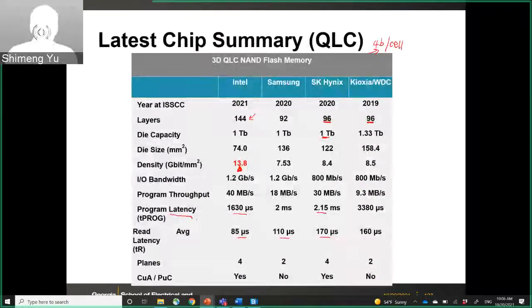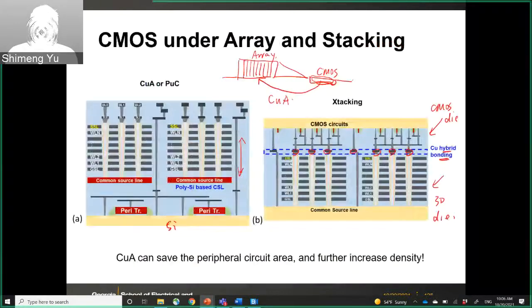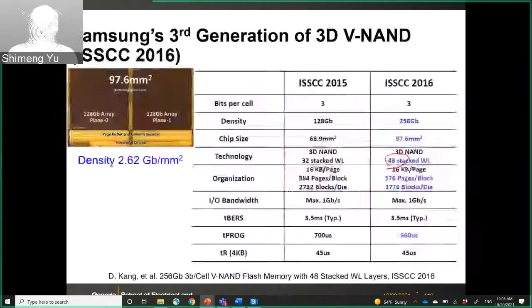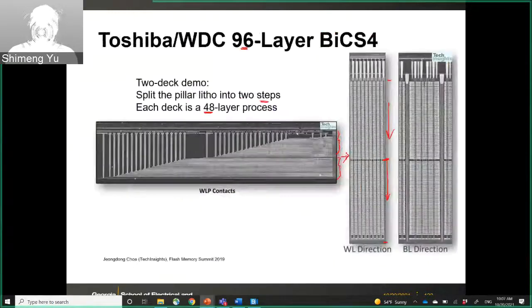A question? It's not deck. Planes is different. If you look at the die photo here, planes means how many independent planes you can operate. Deck is the vertical concept. If you look at the cross-sectional view in the fabrication, deck means how many fabrication steps you have to go through. So those are different concepts.